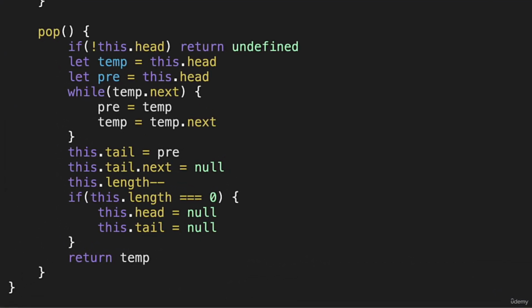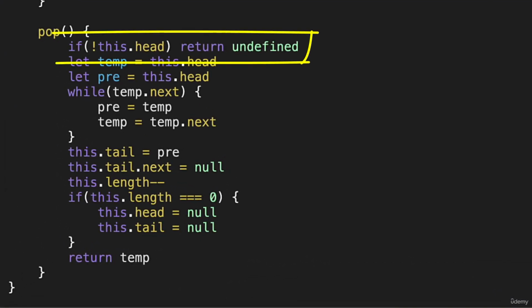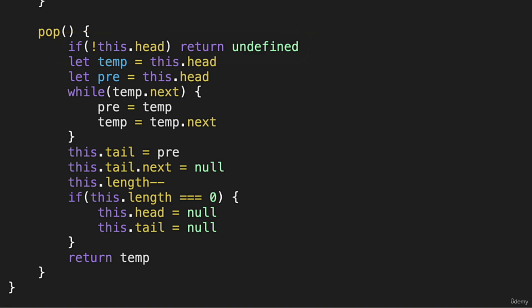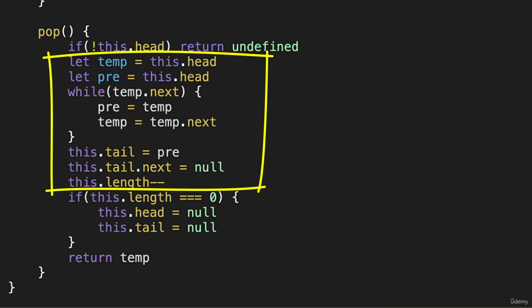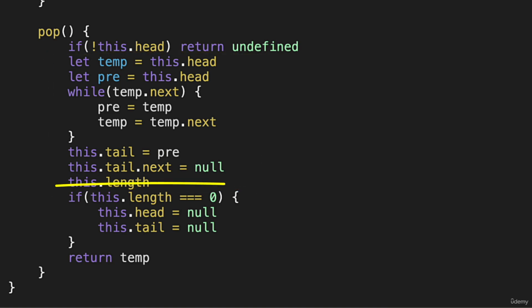Okay, so here is our pop method. This if statement here at the top is for when we have 0 items in our linked list. The code from here to here works if we have 2 or more items. And then we have this if statement here for our edge case of only having 1 item.